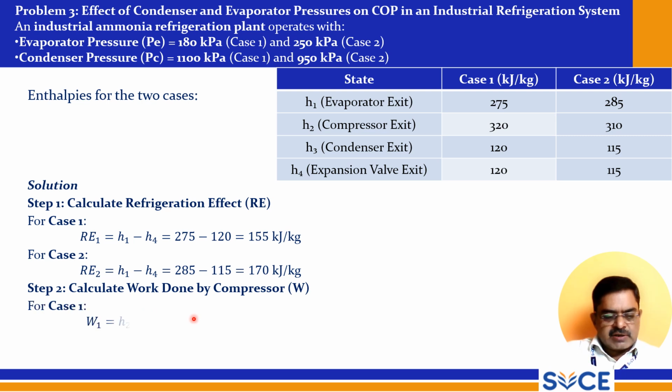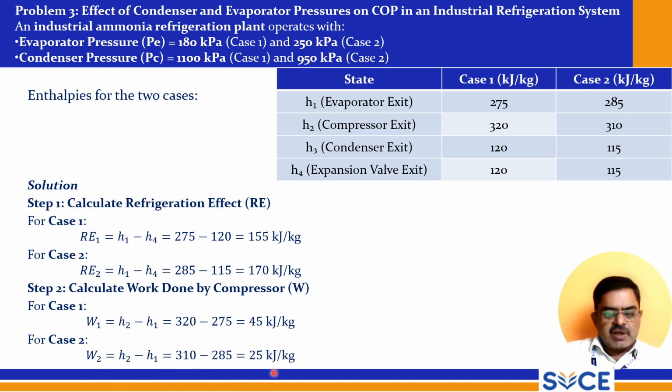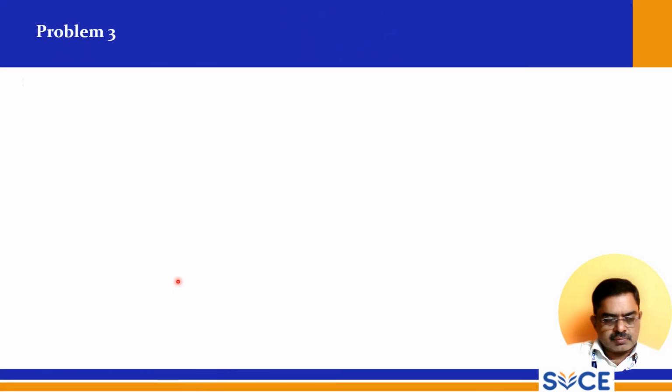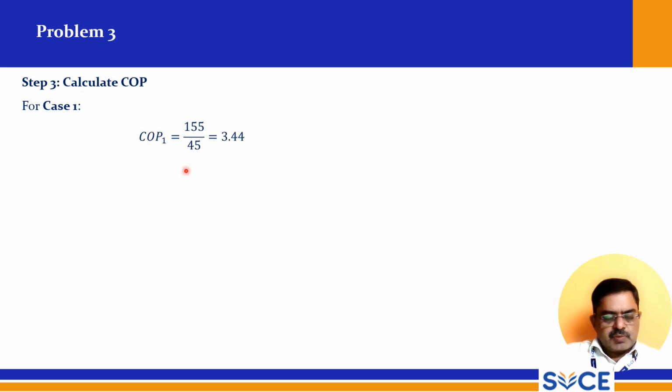Now we can calculate the work done. Work done by compressor W1 equal to H2 minus H1, that is 320 minus 275, 45 kilojoules per kg, and for case 2 it is H2 minus H1, 310 minus 285, it becomes 25 kilojoules per kg. So the work done here is lesser, so case 2 is better than case 1. Now we have to calculate the COP. COP1 equal to 155 divided by 45, so that is 3.44. COP2 is 6.8. So now this is better.